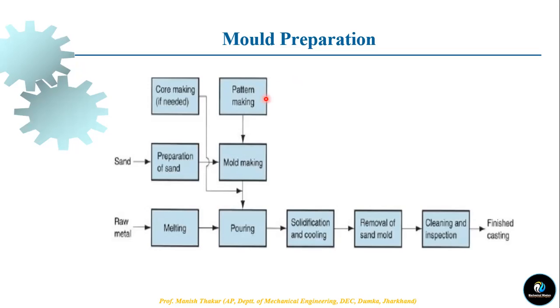Okay, so the pattern, first the pattern I have covered, after that we are moving towards the mold making. How the mold is prepared. Sand mold preparation process will be followed. After that, pouring takes place. After pouring, it is allowed to solidify. After removal of the sand mold, you will get the object.